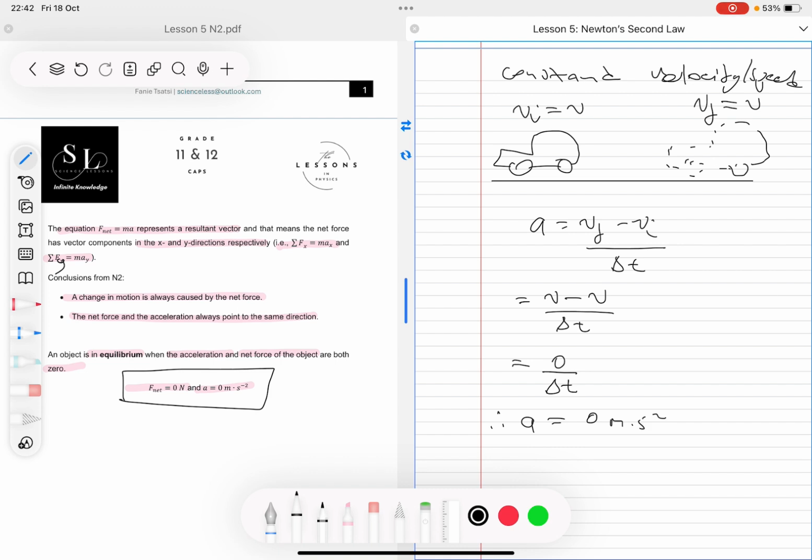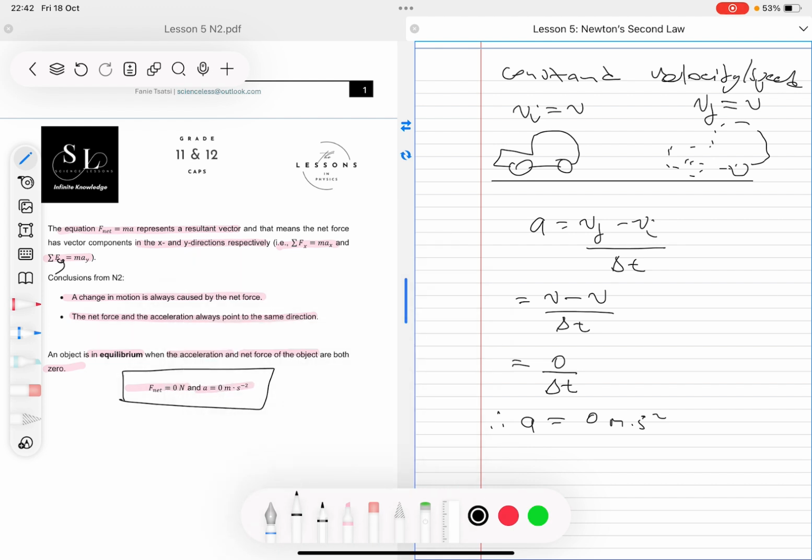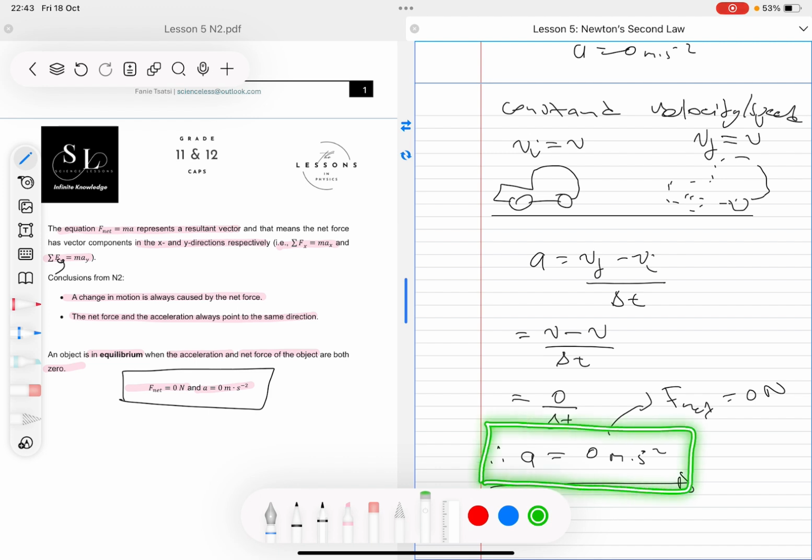So I then have that the acceleration is equal to 0 meters per second squared, because if we divide 0 by any number, we get a value of 0. Now, because the acceleration is 0 here, it means the net force is also 0 newtons. So what I'm trying to conclude is that if an object moves at a constant speed or velocity, the acceleration will always be 0.